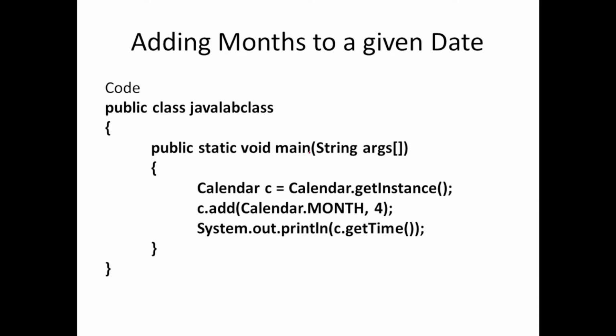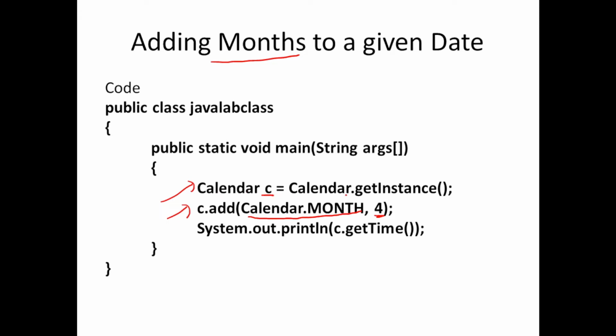Next comes an important method wherein we are in a situation wherein we have to add months to a given date. How to add months, or how to add years to a given date, or how to add number of days to a given date. So these things we can't do it manually, right? So we have to use the calendar instance, and then when we perform c dot add, so here I'm adding 4 months to the calendar dot month.